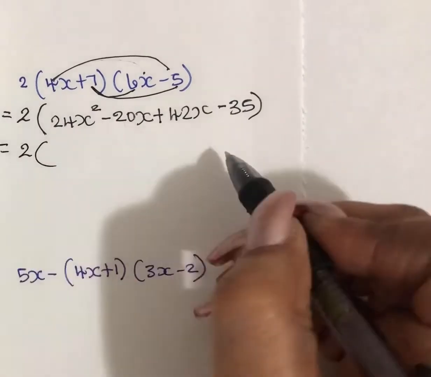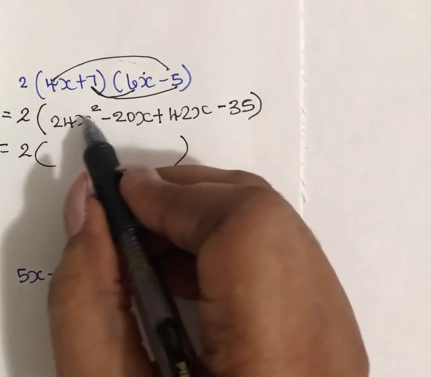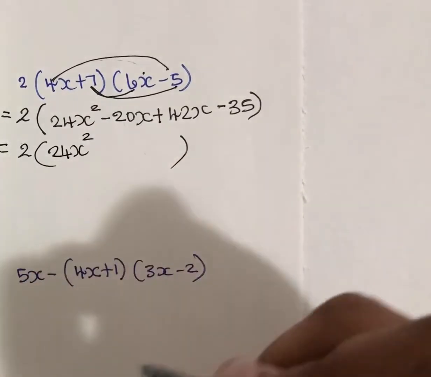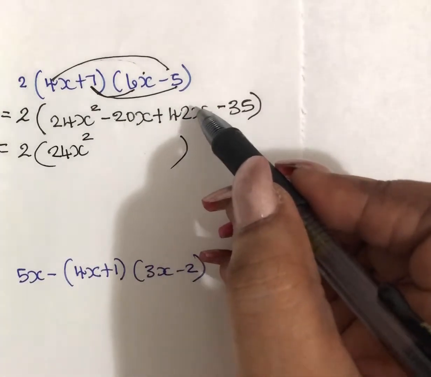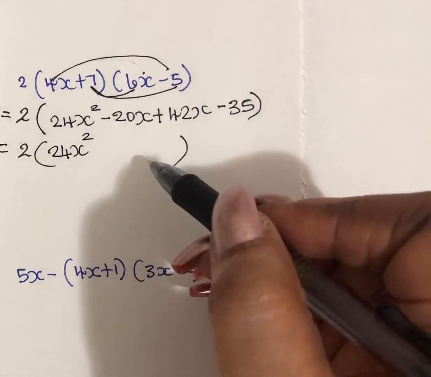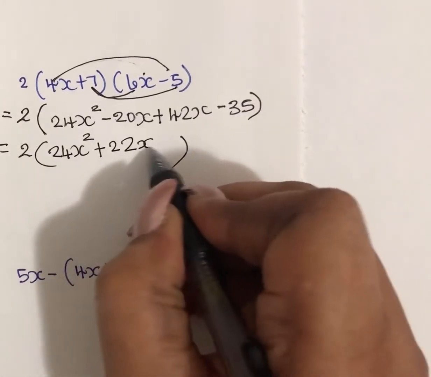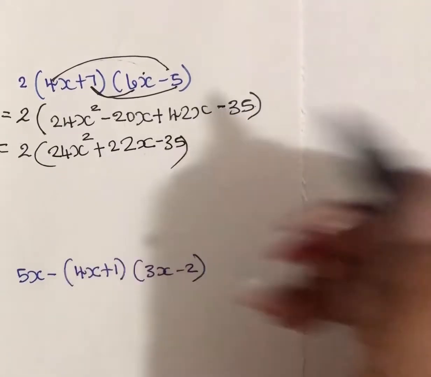We keep our 2. We now simplify the parentheses. Our only x squared term is 24x squared. Minus 20 plus 42, or we can say 42 minus 20. Our only constant term is negative 35.